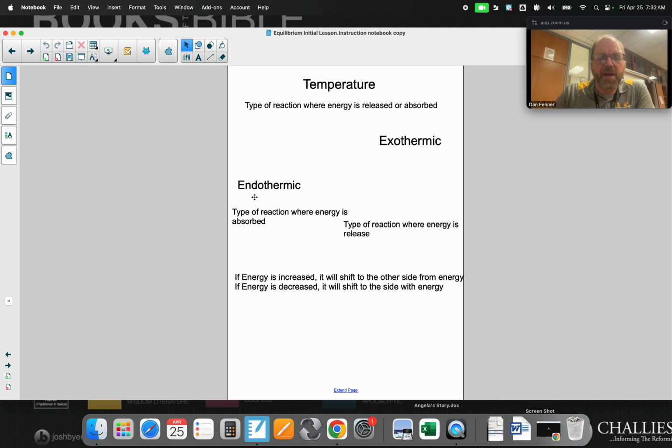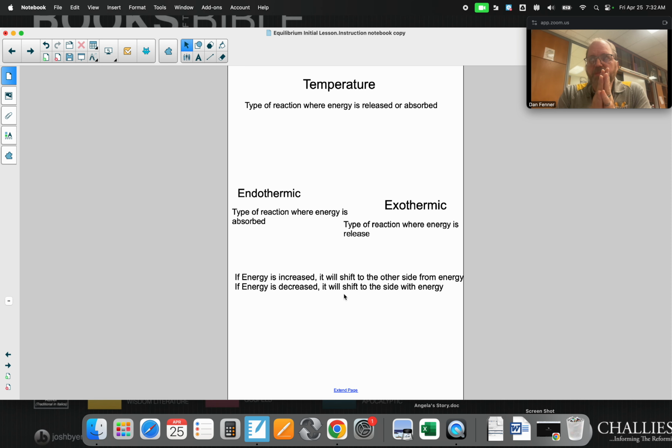Endothermic, again, is a type of reaction where energy is absorbed. Exothermic is a type of reaction where energy is released. And the way that we identify it, if energy is increased, it will shift to the other side of the reaction. If it's decreased, it will go to the side where the energy is on.